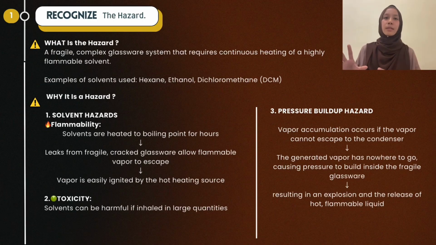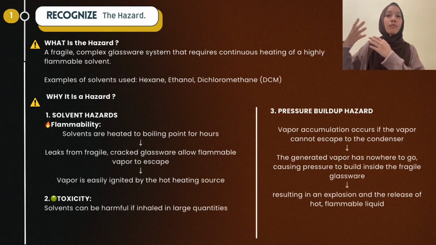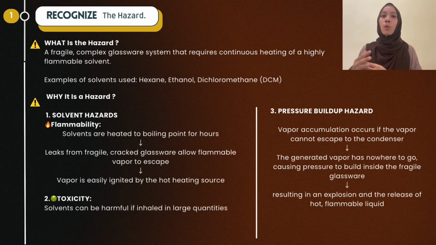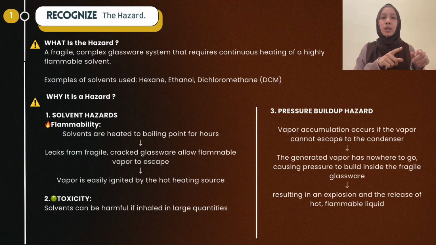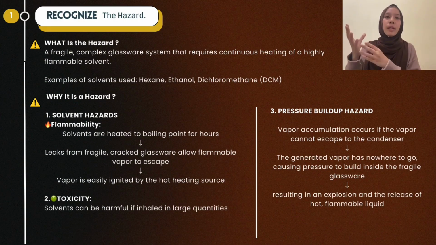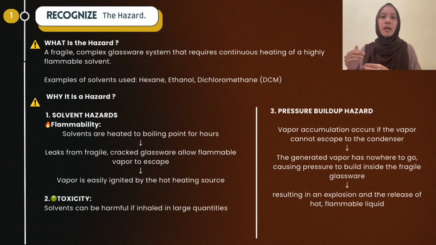For the third point, the pressure build-up hazard. So we all know for a fact that when the solvent is being heated, it will vaporize and travel to the condenser. So what if that vapor does not even go to the condenser? So there will be an accumulation of vapor. Then the vapor generated has nowhere to go and it will create pressure inside that fragile glassware. Hence, this can cause explosion and release of hot flammable liquid.